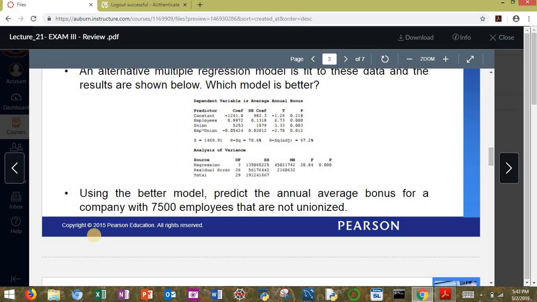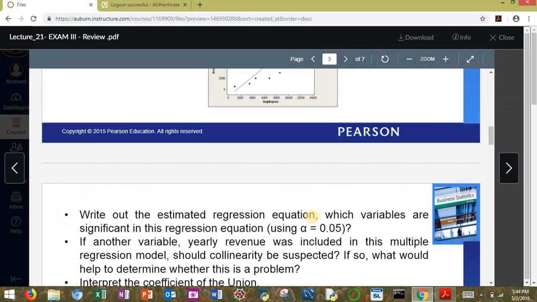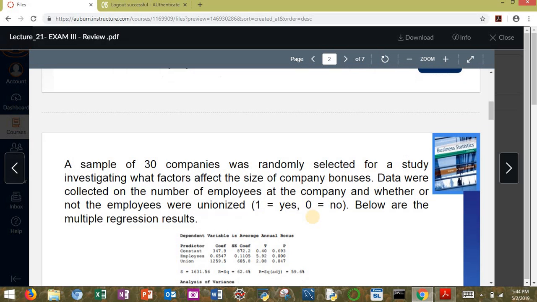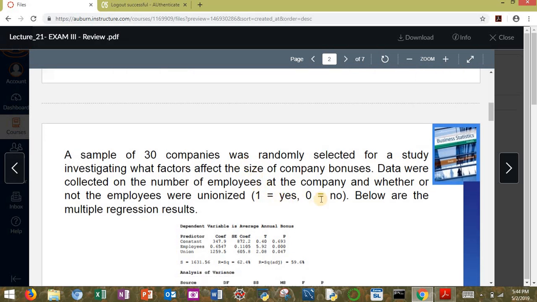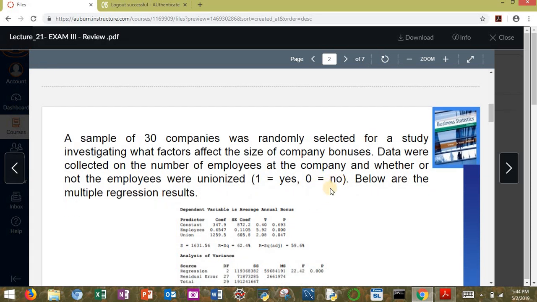And finally, using the better model, predict the annual average bonus for a company with 7,500 employees that are not unionized. So the two things we want to look at are 7,500 employees, which is what we're going to plug into the employee variable, and not unionized. That is key, because if you remember at the top of the problem, it's given us a 1 for if it is unionized and a 0 for if it is not unionized. And since we are not unionized, we're going to plug a 0 into the union variable, which is essentially going to end up canceling it out.